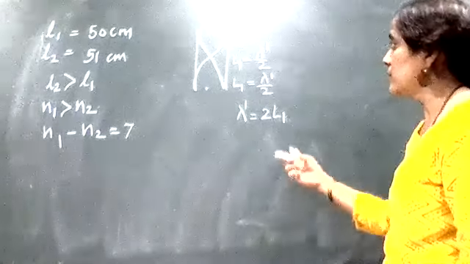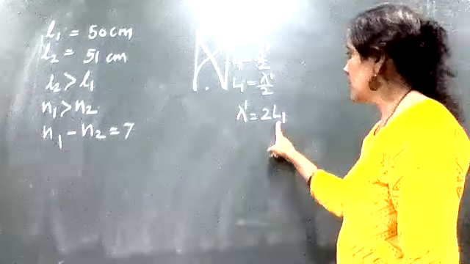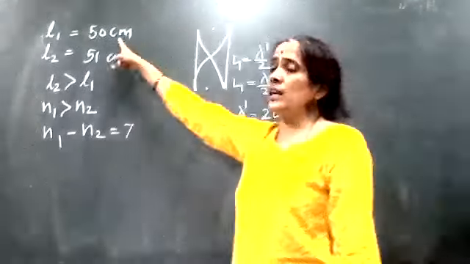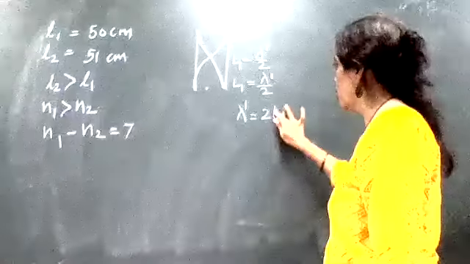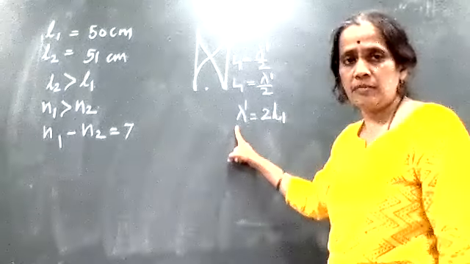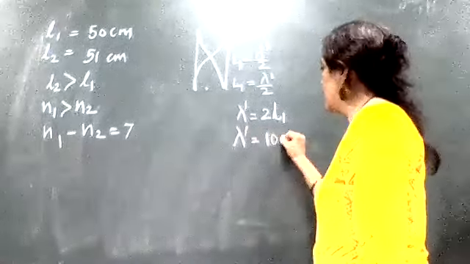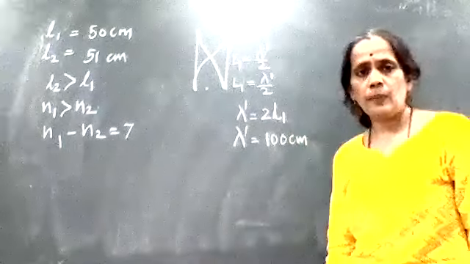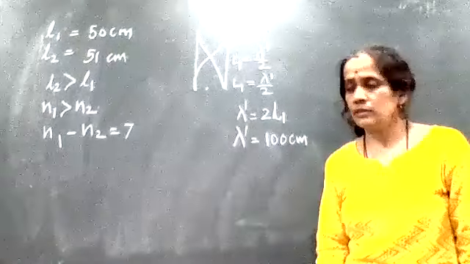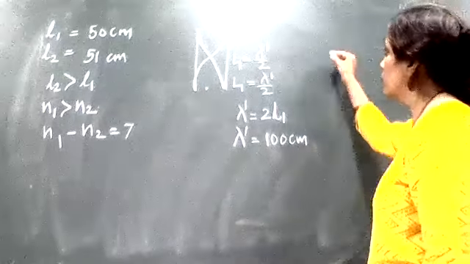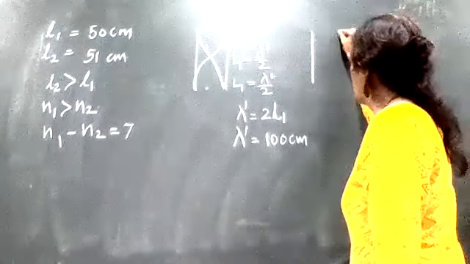The second pipe length is given as 51, means this lambda bar. You know L1 here. What is L1? That is known to you. So from that I can find out lambda 1, lambda dash. So I say that this lambda dash is equal to 100 centimeter. Is it right? Similarly, now I can find out the second.